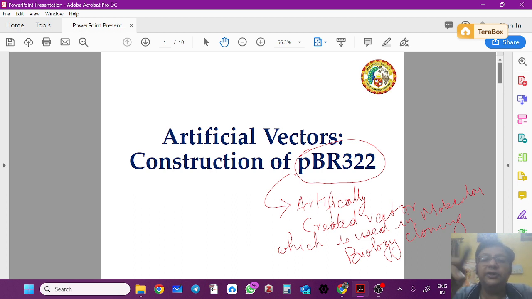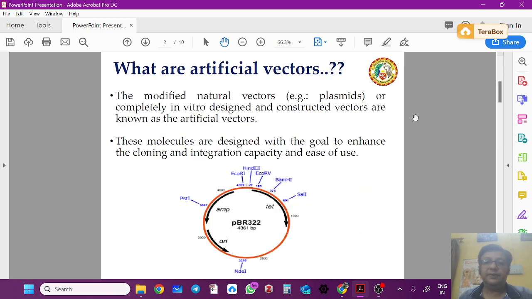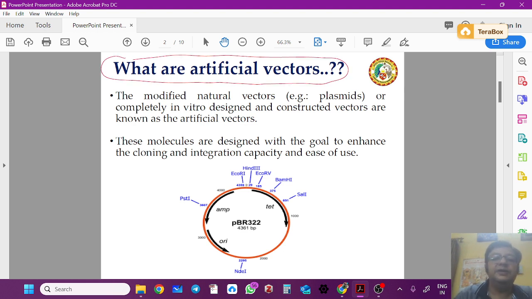of the creation of this plasmid. But what you really need is what this vector is and why it was created, what are the advantages, disadvantages, what things are present in this vector. So first thing is, what are artificial vectors? So artificial vectors are basically modified natural vectors.